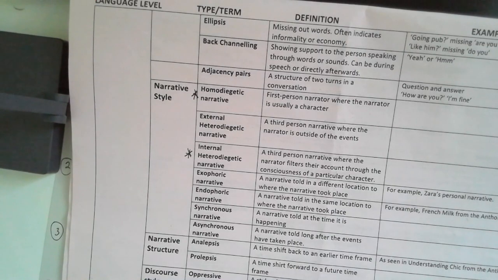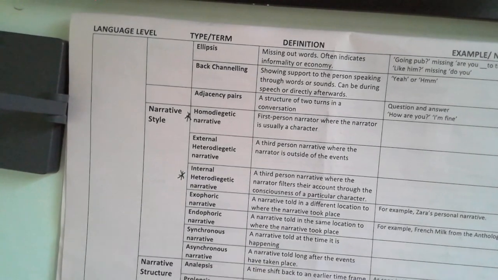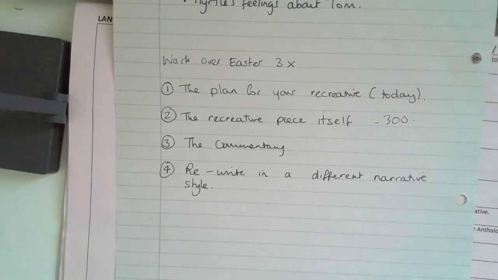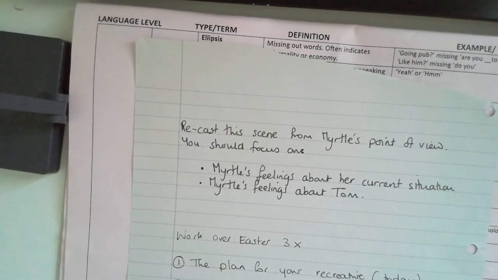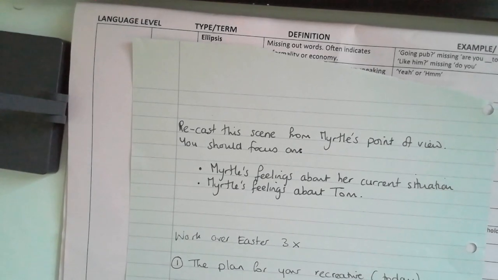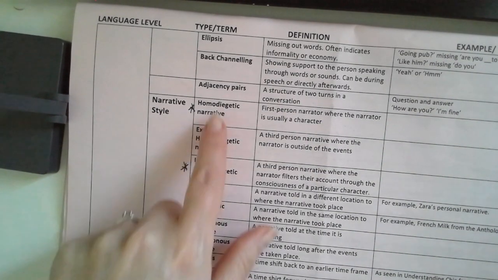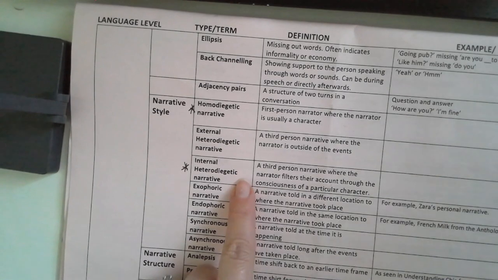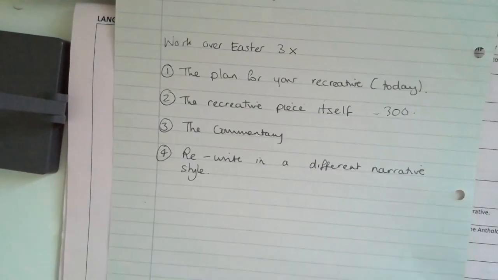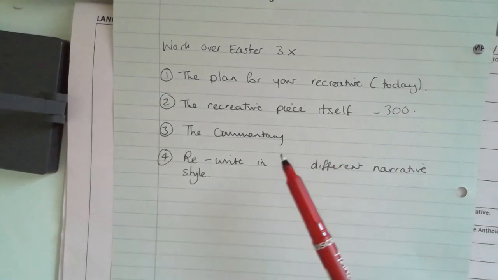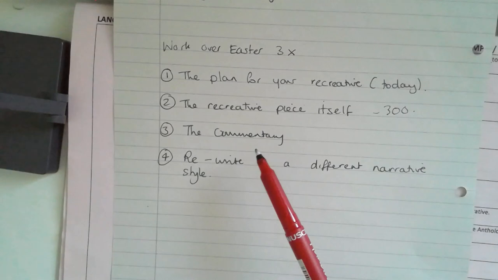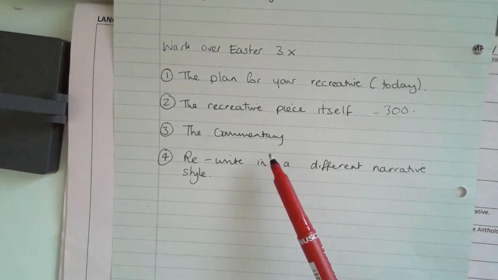So that's really what I would like you to do. If you have any questions about it, you can just get in touch with me. But these are your tasks over the Easter holidays and for today. Plan that recreative, which is a recast of this scene from Myrtle's point of view, remembering to focus on Myrtle's feelings about her current situation and Myrtle's feelings about Tom. You could write it either way round, but whichever narrative perspective you don't do first, I would like you to rewrite it in a different narrative style. When you are writing the commentary, make it really clear which narrative style you have written in and which narrative style Fitzgerald wrote in with Nick as the narrator.